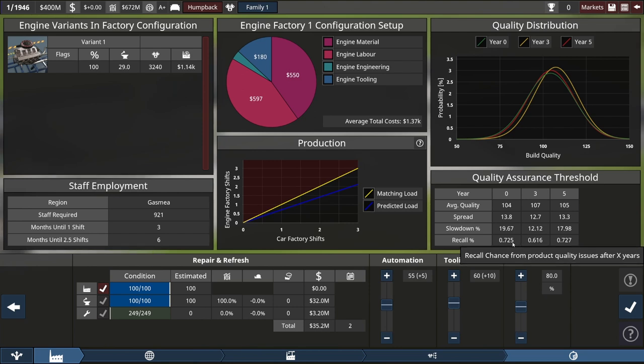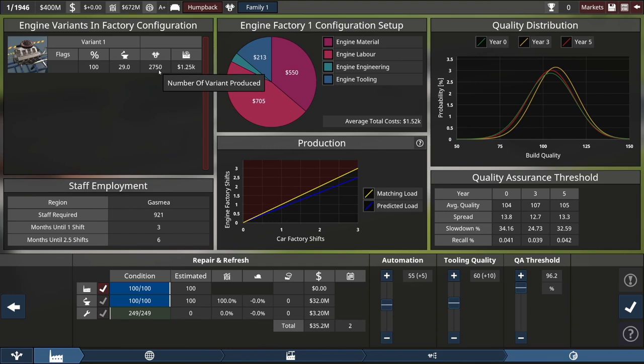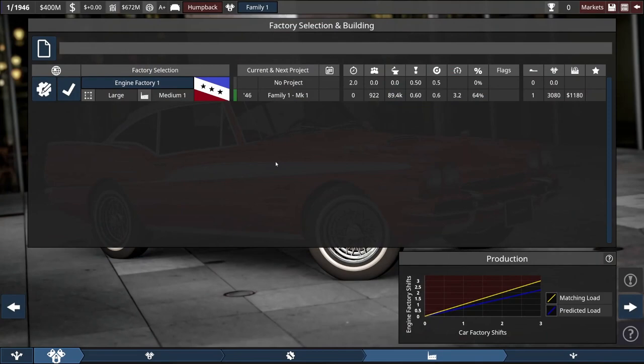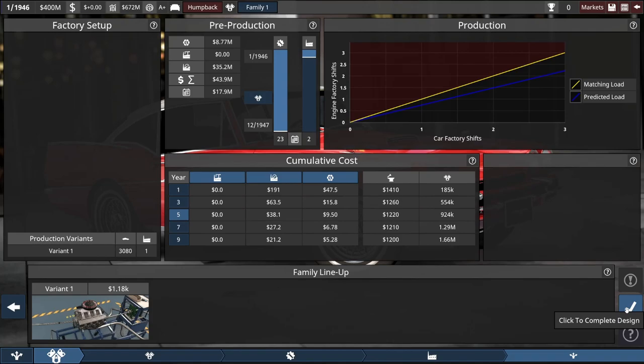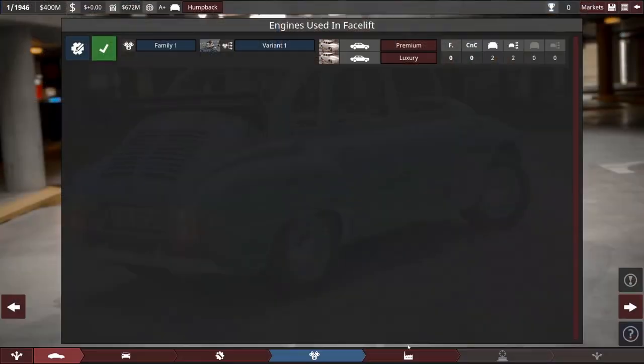We don't like recalls. That is when something goes wrong and you have to pay money to fix it. So we're going to crank this up until we get below, this is a roll every month, below 0.5%. But the higher you go, if I crank this to 100, we can see that the number of engines we're going to make goes down and the cost per engine goes up if we have really strict quality assurance. So taking that down lets us get hundreds more engines per month. So that's the engine factory design complete.